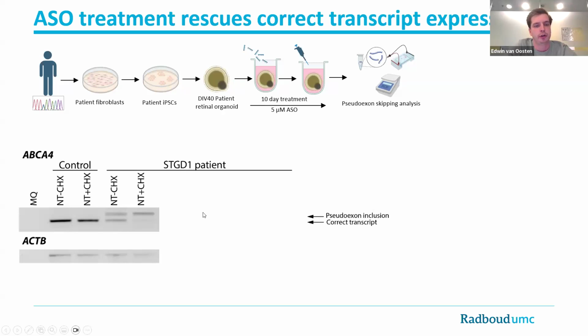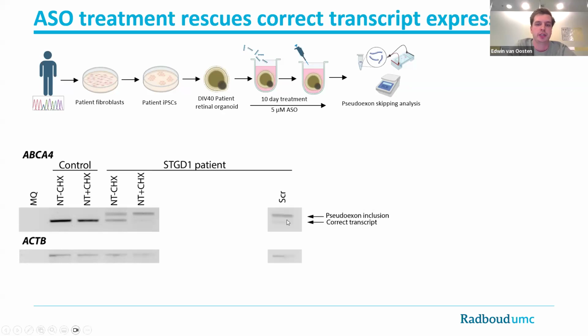So here you can see an overview of our results. If we do this on control organoids, we again see nicely one band. And in a Stargardt disease patient, we see a second band appearing. And when we add cycloheximide, so when we inhibit nonsense mediated decay, we see an increase in the intensity of this upper band, so this pseudo-exon included transcript.